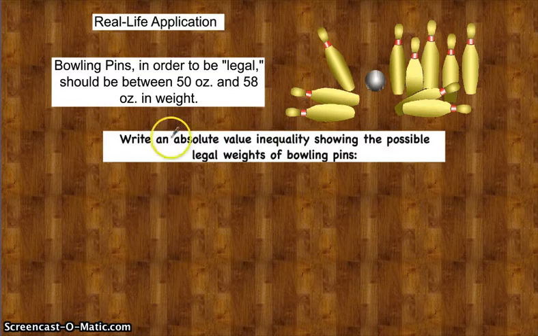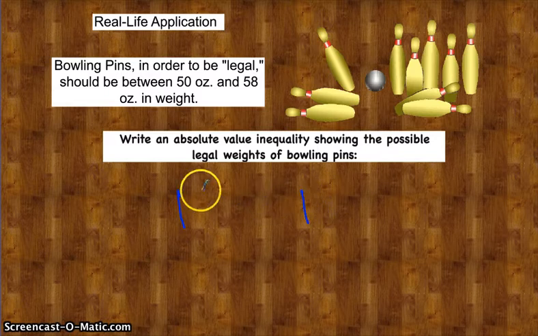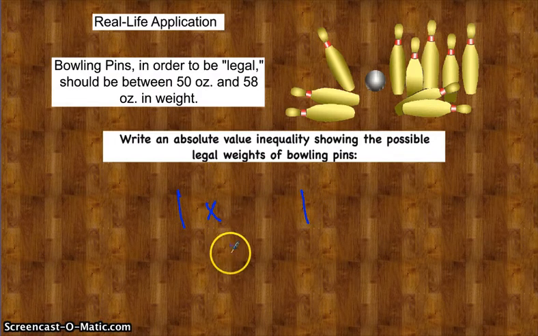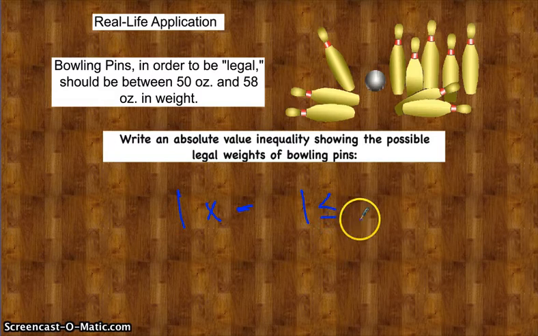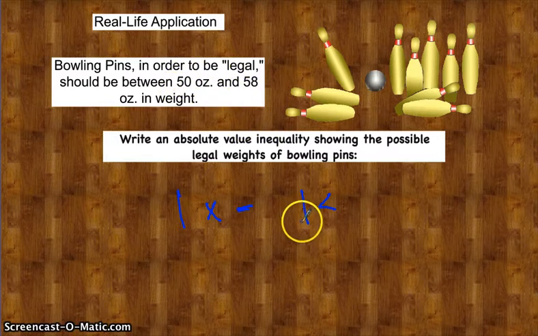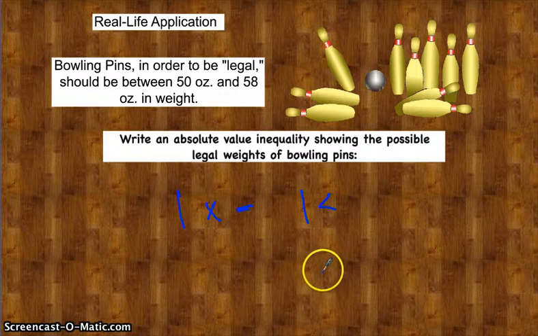Well, if we think about it, that means that if you set up an absolute value inequality, in order to be a legal weight of a bowling pin, the difference between your bowling pin and the ideal bowling pin needs to be less than, and actually no or equal to, if they're going to be in between. It's not saying we're going to include those weights. We need to be greater than 50 or less than 58. Well, they're going to be less than some ideal difference.